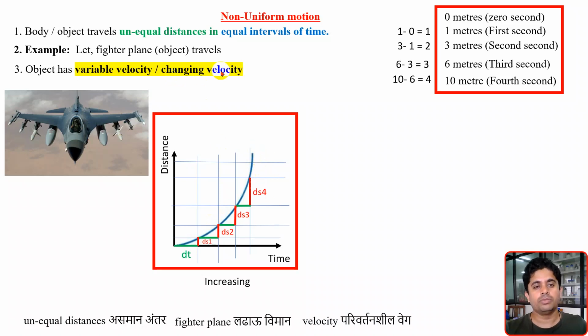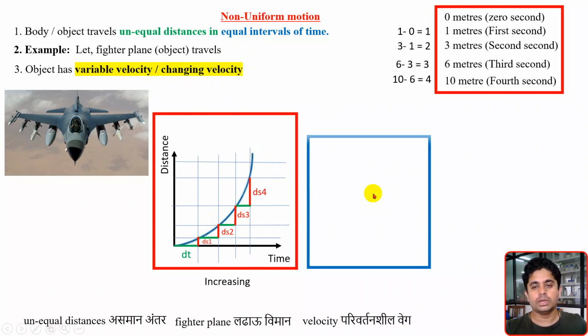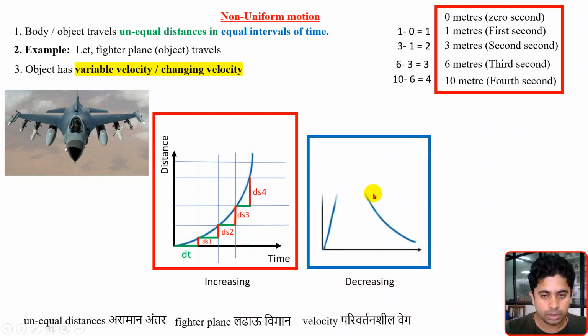For the increasing non-uniform motion, we will observe the change in velocity, right? But in case of uniform motion, we will have the same velocity or constant velocity. Now we will discuss decreasing non-uniform motion.